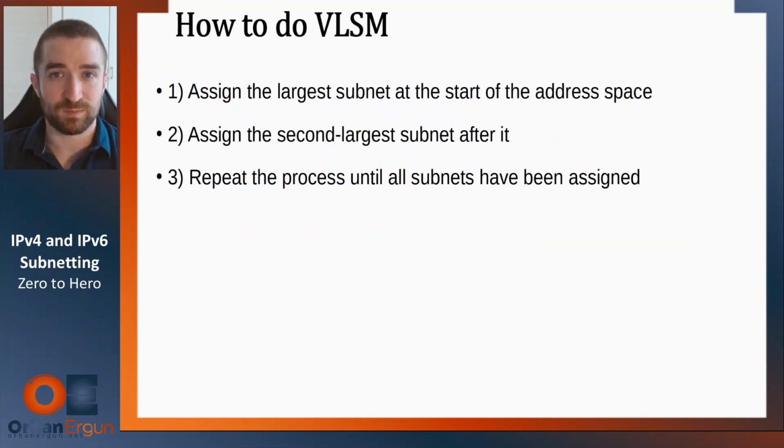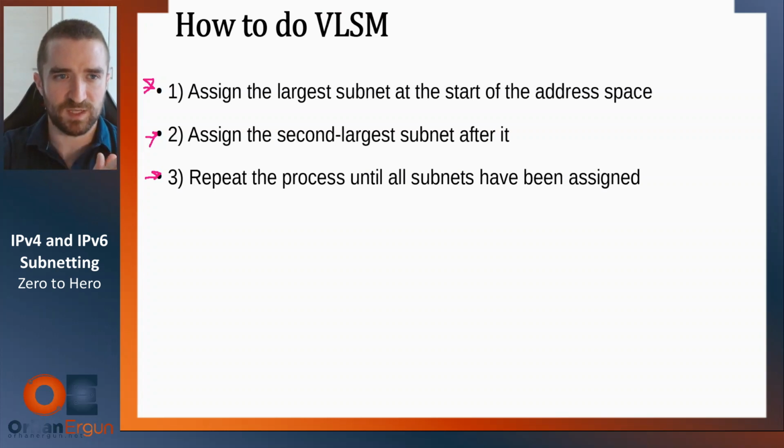Okay, so this is the process of VLSM. It's actually quite simple. First, assign the largest subnet at the start of the address space. Then, assign the second largest subnet after it, and repeat the process until all subnets have been assigned. So, for example, let's say you have a subnet that requires 100 host addresses, and then you have a subnet that requires 50 host addresses, and you have a subnet that requires 10 host addresses. Well, you would assign them in that order.